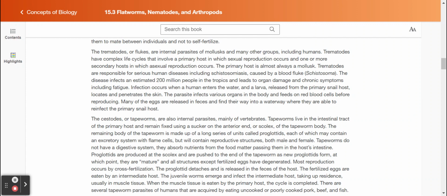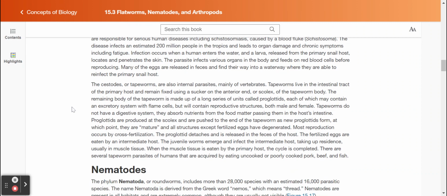The primary host is almost always a mollusk. Trematodes are responsible for serious human diseases, including schistosomiasis, caused by a blood fluke, Schistosoma. The disease infects an estimated 200 million people in the tropics and leads to organ damage and chronic symptoms, including fatigue. Infection occurs when a human enters the water and a larva, released from the primary snail host, locates and penetrates the skin. The parasite infects various organs in the body and feeds on red blood cells before reproducing. Many of the eggs are released in feces and find their way into a waterway where they are able to reinfect the primary snail host.